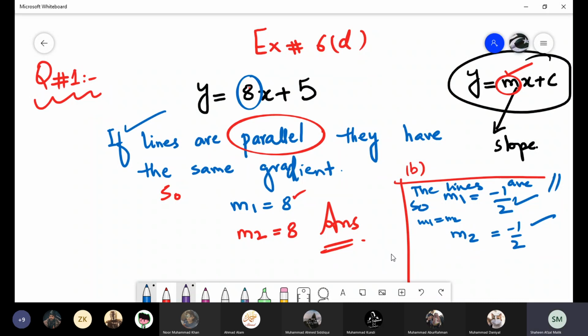Just your concept should be clear, that how you are going to find out the slope for the parallel lines and how we will find the slope for perpendicular lines.